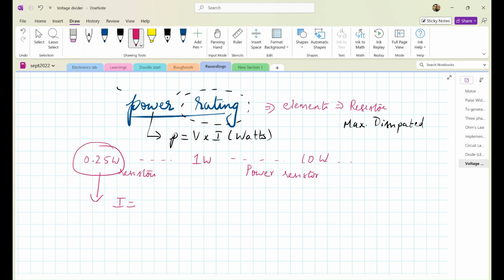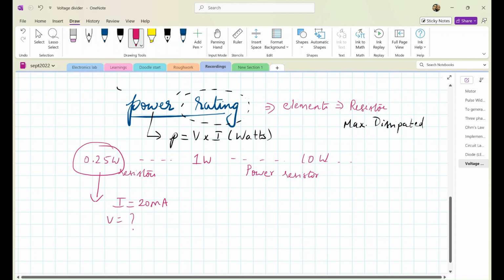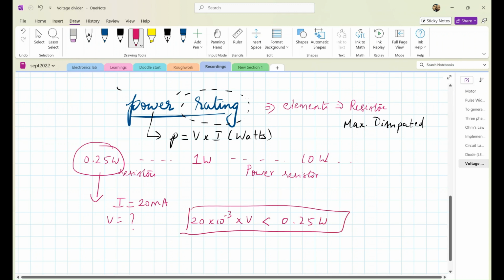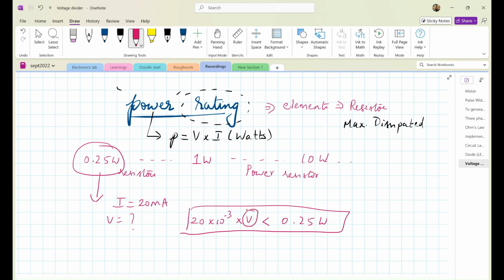the current supposed to flow for a particular application is 20 milliamperes. What will be the maximum voltage that can be allowed for the resistor to work safely without getting burnt or spoiled? Because we know power is the product of voltage and current, 20 milliamperes times the voltage should be lesser than 0.25 watts. This is the logic we follow: I times V should be lesser than the rating we are given. Suppose in a particular application the voltage is fixed, then you have to play with the current. That is all about it.